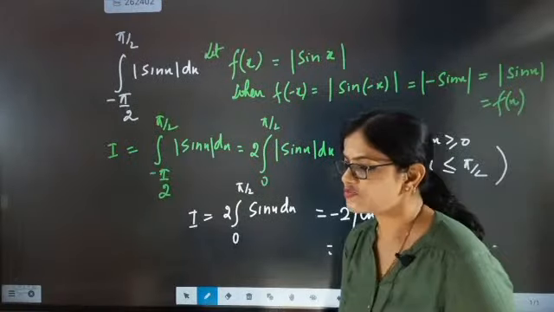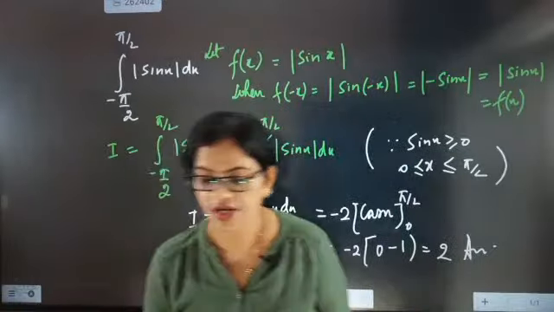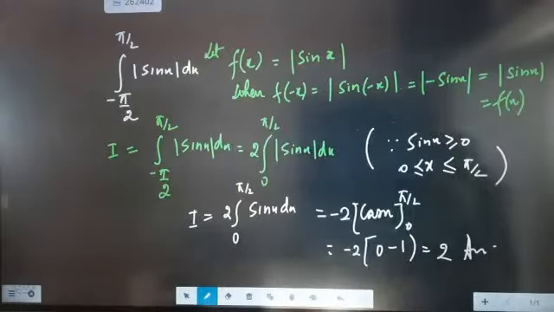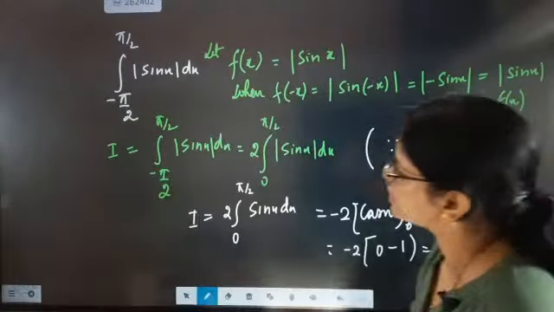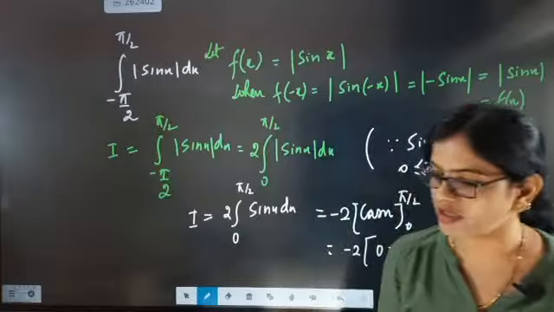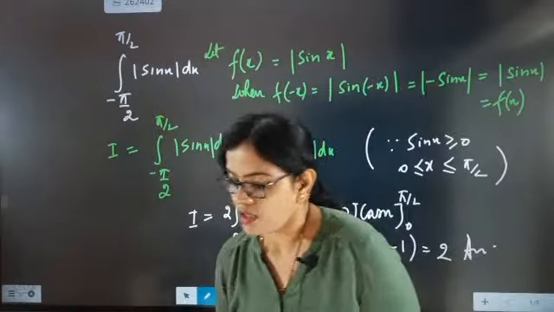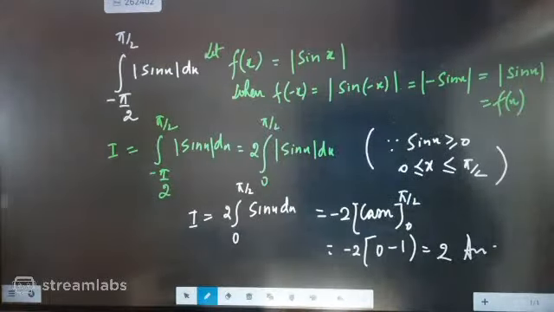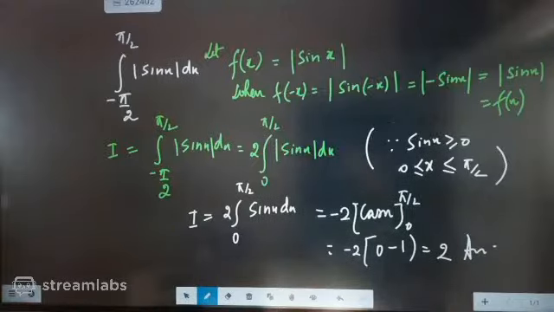I did nothing special. I just first took f of x equal to modulus of sin x, and then I substituted. Easy, just check this one out. I just used properties, and without properties I could not have solved the question.